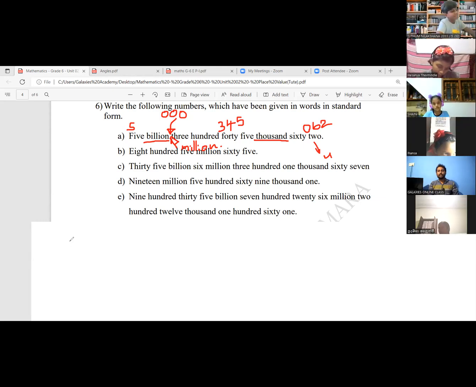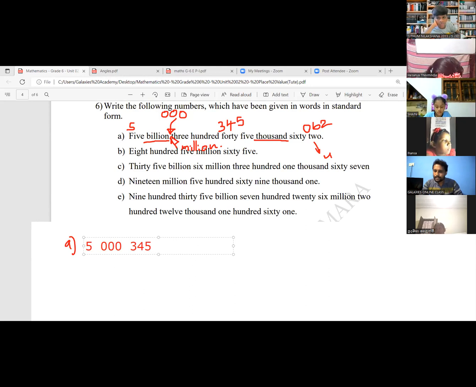Right. So you can write the answer. What is the answer? 5 space 000 space 345 space 062. That's a standard form, okay? That's the correct writing method of this number. Right, in digit form, standard form.